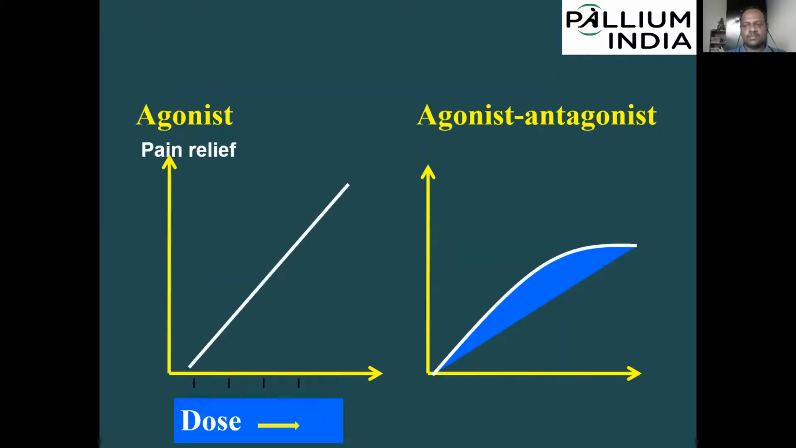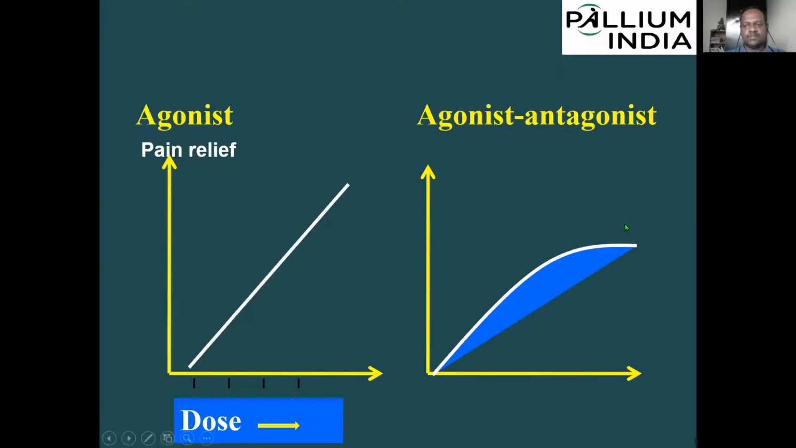So this is the main difference between agonist and antagonist. On the left-hand side, the dose of agonist given is on the x-axis, and on the y-axis is the pain relief. When the dose is increased, the pain relief also increases correspondingly. When you reach up to here, you get this much pain relief, and when you give this much dose, you get complete pain relief. So as the dose of agonist opioid is increased, you will theoretically get complete pain relief.